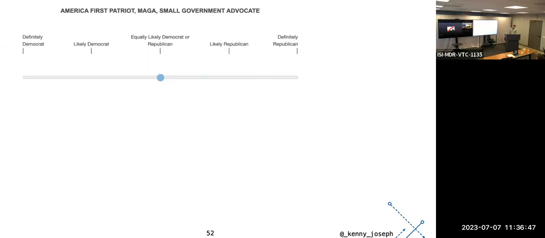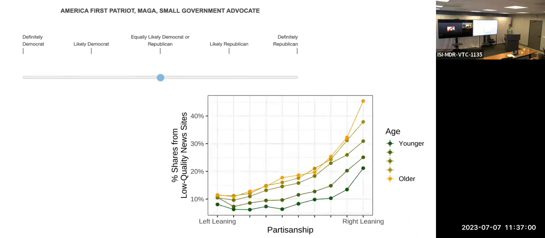Okay. So we've started to look at that. Again, we ran these kinds of surveys. We showed our method at least lines up pretty well with how people respond in surveys. And then what we did was link that to the sharing of low quality news on Twitter. So we took a bunch of, go ahead, Amelia.